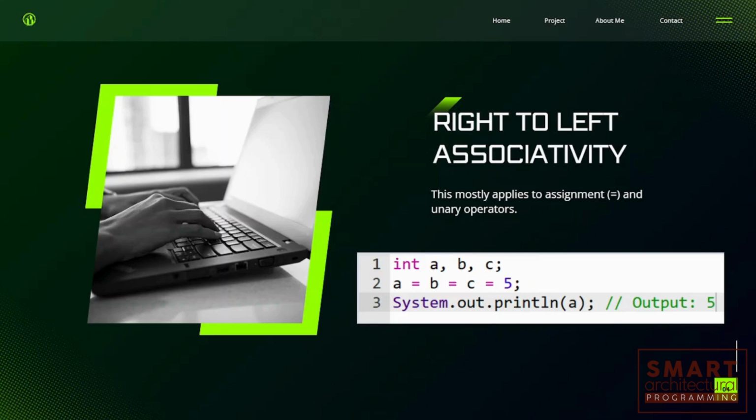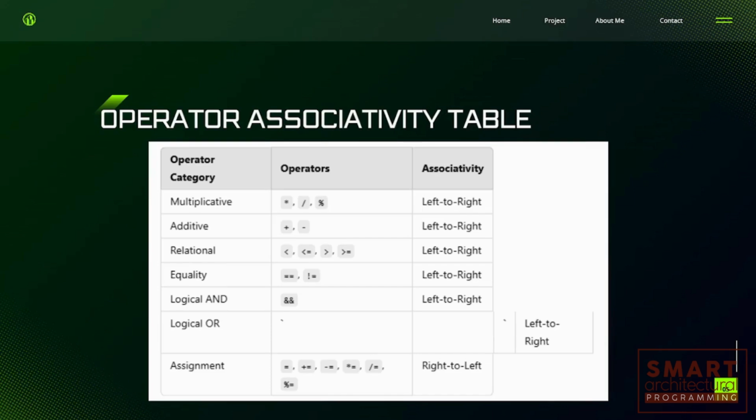So always remember, in most cases at this level, what you need to understand is that right to left associativity applies on assignment and unary operators basically. Let's break things down and make them a little easier. Let's look at the quick breakdown of operator associativity in Java.